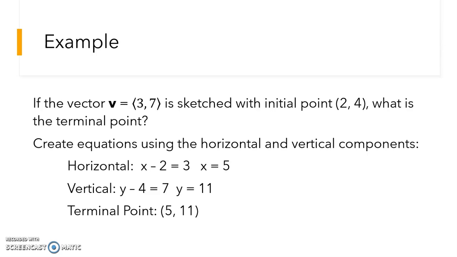To find my horizontal component, I did the terminal point x minus the initial point x equals the component form x value. So all I had to do in this equation was add 2 on both sides to get x equals 5. For the vertical component, I took the terminal point y minus the initial point y equals the component form y value. So I added 4 on both sides to get y equals 11. So my terminal point has an x value of 5 and a y value of 11. And here's my ordered pair. Let's look at another example.